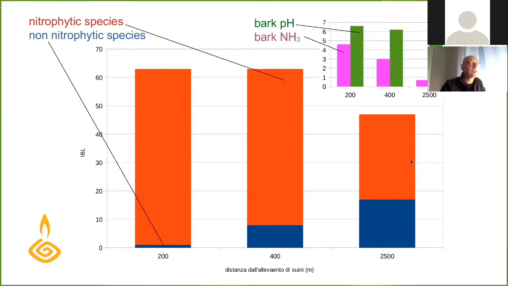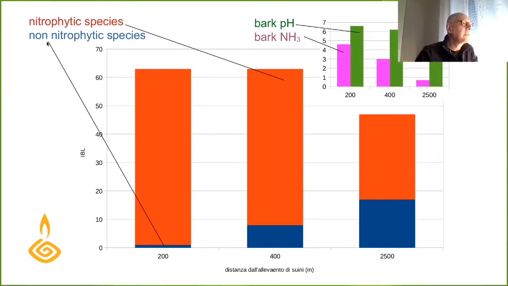Nitrophytic species in red, and the species which are not nitrophytic start to decrease, of course. And this was caused not only by the presence of available nitrogen in the air, but also by the reaction at the bark level. These are tree-inhabiting species, measured on the trunk of trees.